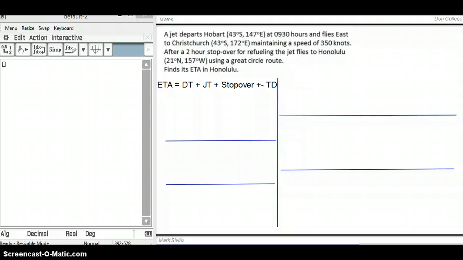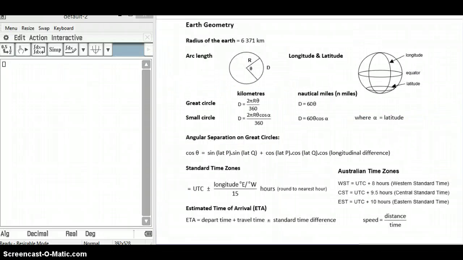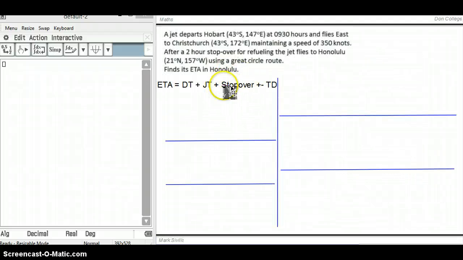So the first thing I've written out is the ETA formula, though it is slightly different. This is the ETA formula. ETA is departure time plus travel time plus a standard time difference. Something I've just added in here is the stopover. So often you'll get that in a problem like this, and one of the first things when reading through it, I noticed this. We had a 2-hour stopover, so this has been included here.